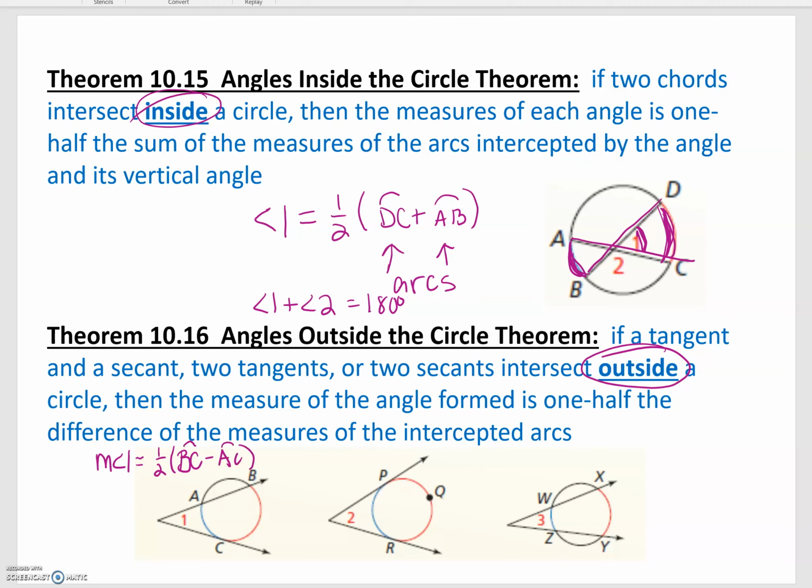So notice what I'm saying by outside versus my inside. Okay, so we want the bigger arc minus the smaller arc because we don't want to end up with a negative angle measurement. So big minus small.